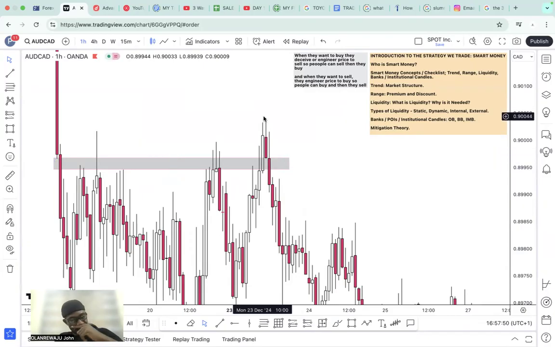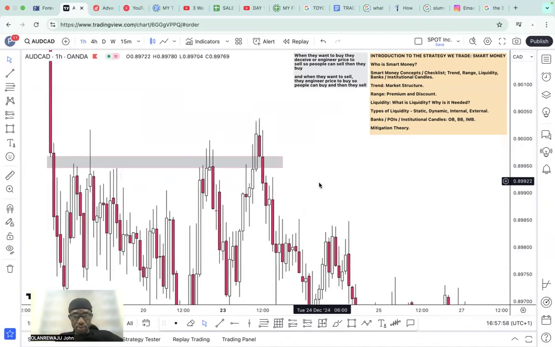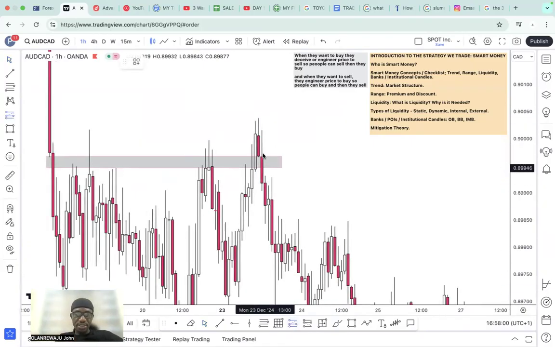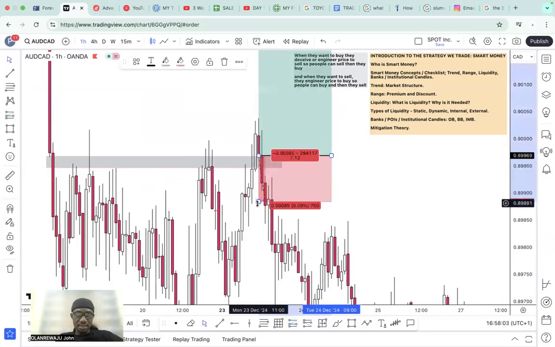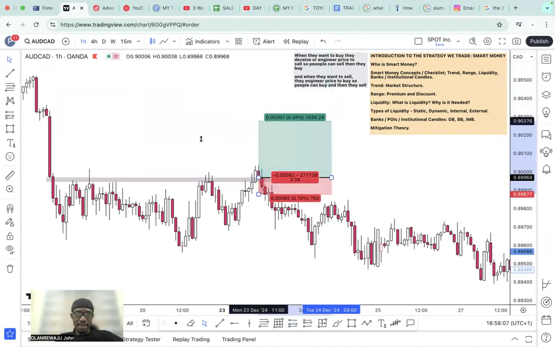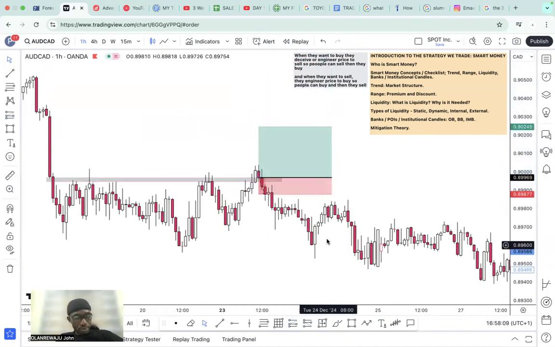Majority of people will see this as a breakout. In fact, for you who have learned trading before now, this is a breakout to you. And what will you be waiting for? You'll be waiting for the retest, isn't it? Maybe your stop loss here, so you can take price higher. But can you see what happens?